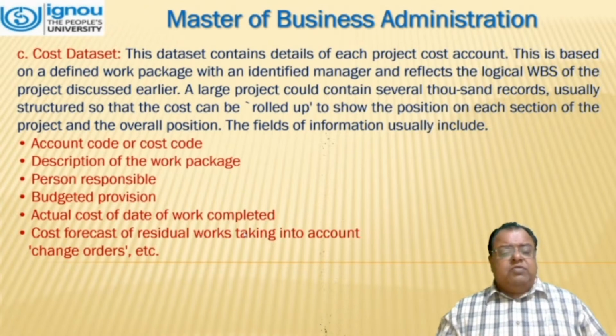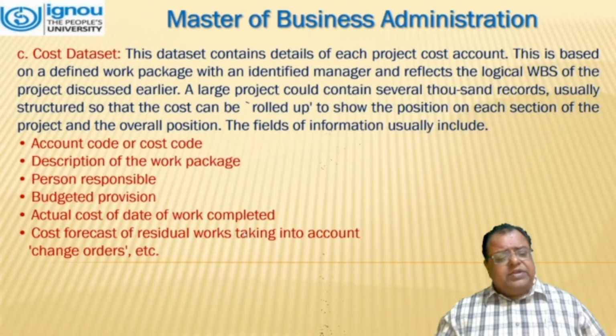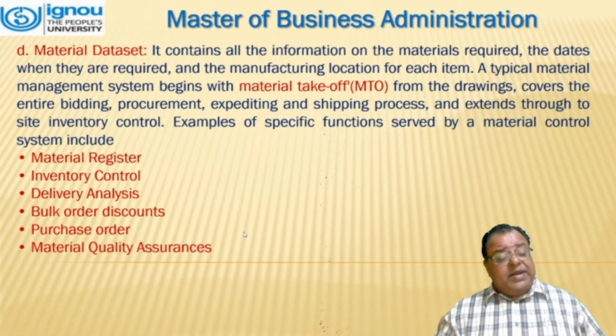The fields of information usually include account code or cost code, description of the work package, persons responsible, budgeted provision, actual cost to date of work completed, and cost forecast of residual works, taking into account change orders, etc. The fourth one is the material data set. It contains information on the materials required, the dates when they are required, and the manufacturing location for each of them.